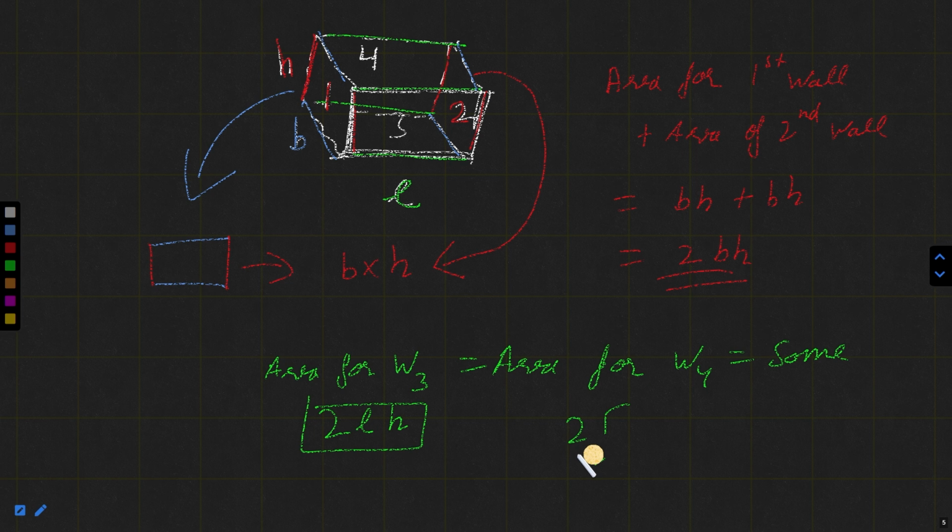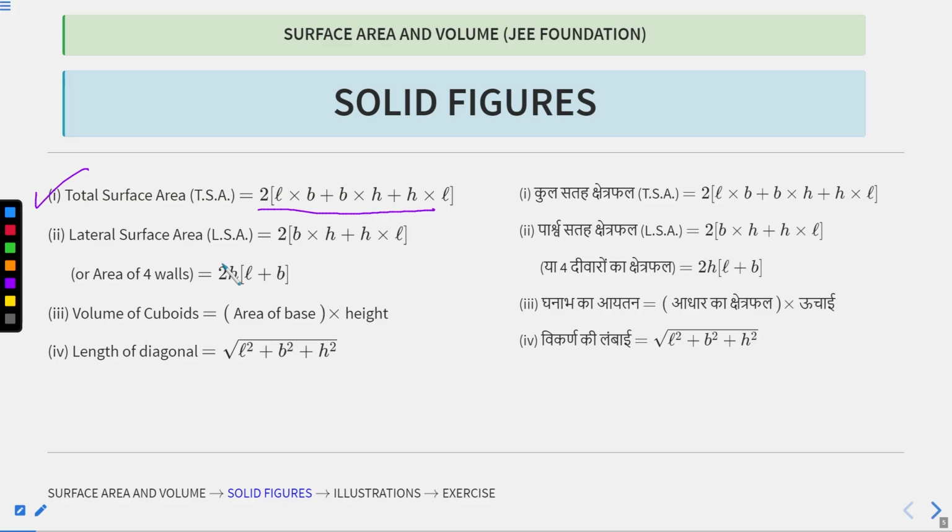So the total area for the 4 walls is equal to 2LH plus 2BH, which is equal to 2 taking H common and L plus B. So this is my formula: 2H times (L plus B).